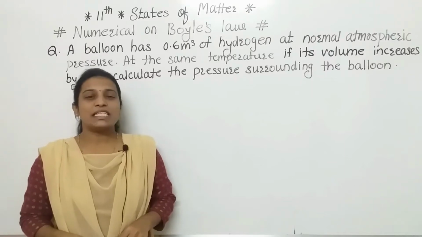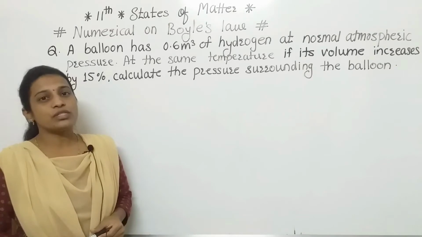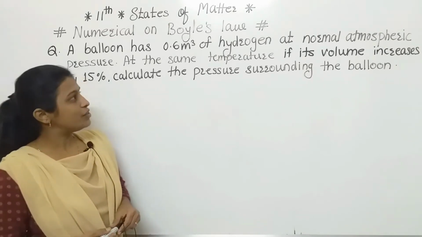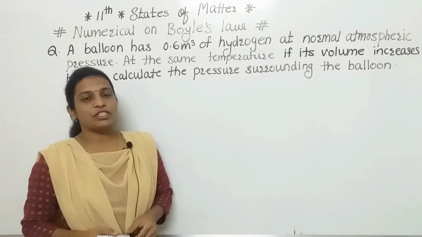Hello everyone. In states of matter, we have completed the theoretical part. Now we are going to start the numerical part. So firstly, we are going to discuss the numericals based on Boyle's law. So in that, which one is the first example?